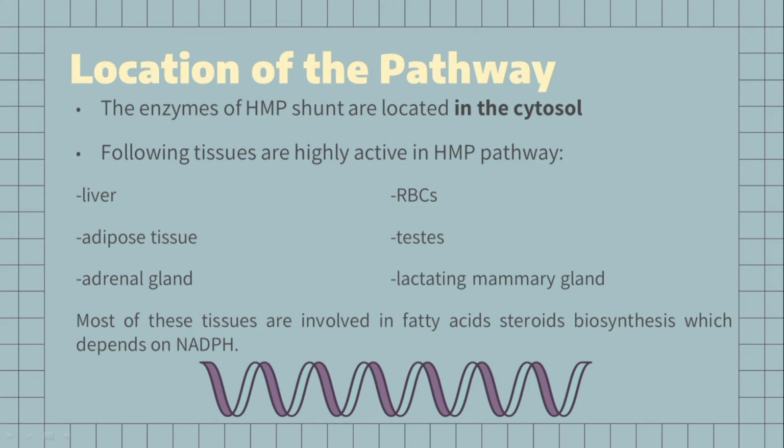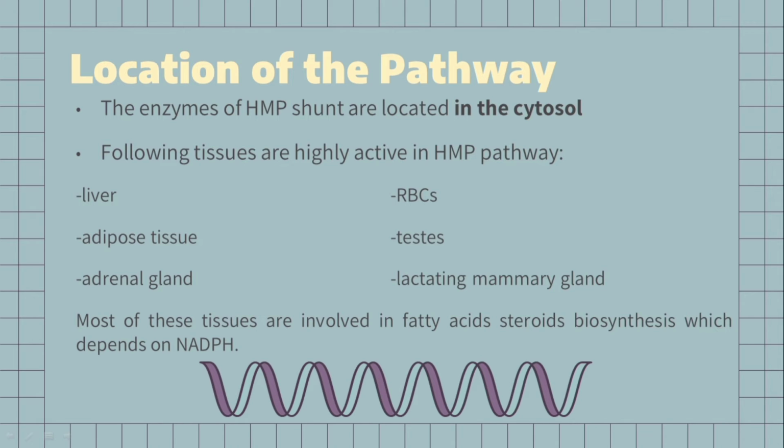Where is this hexose monophosphate shunt located? The enzymes of HMP shunt are located in the cytosol. It takes place in the cytosol of the cell, the same location as glycolysis. Cytosol is the fluid portion of the cytoplasm. It is the site of intermediary metabolism, the sequence of chemical reactions by which the cell generates and forms the precursors necessary for biosynthesis of the larger molecules used as the building blocks for cell growth and function.